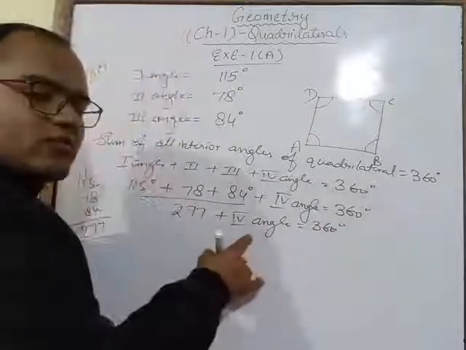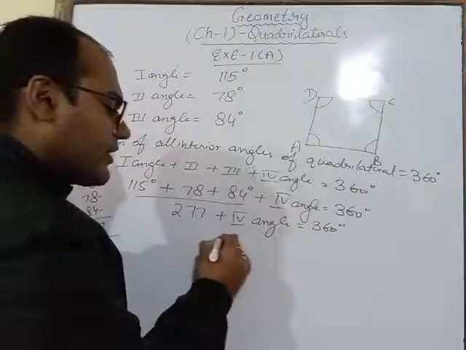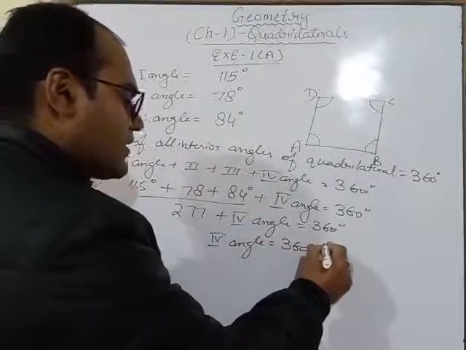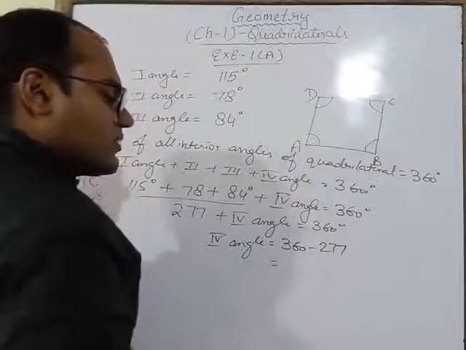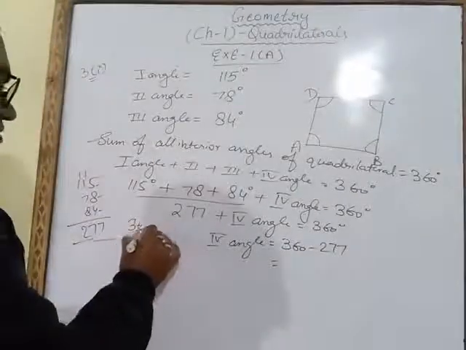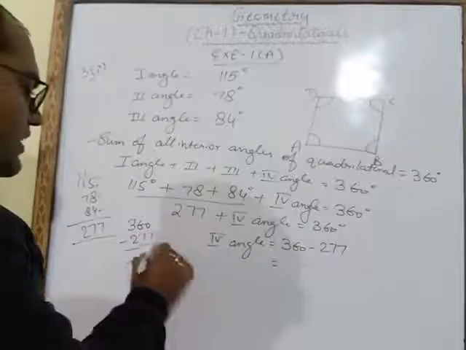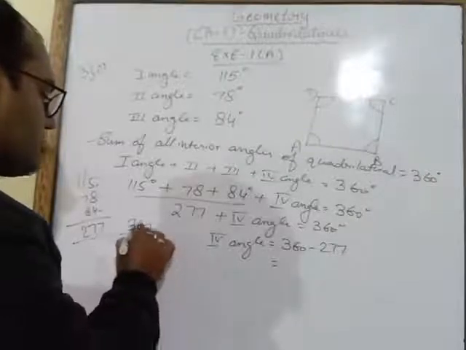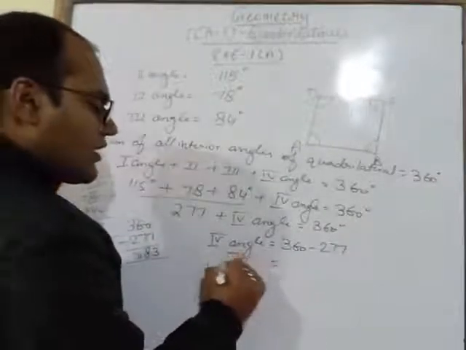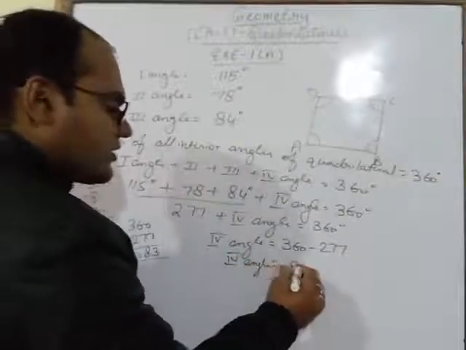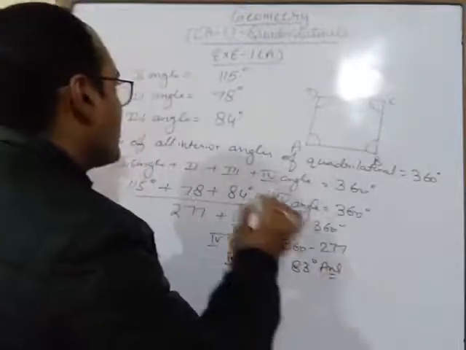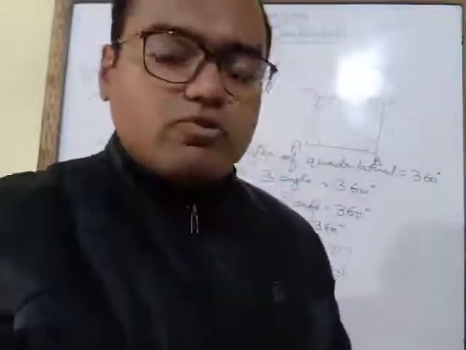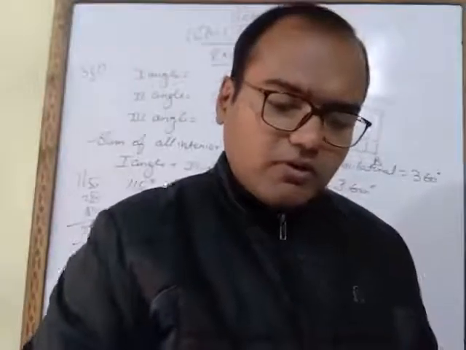Now in order to find this 4th angle, we bring this 277 to the right hand side. So the 4th angle will be 360 minus 277. On subtracting these two, 10 minus 7 is 3, 15 minus 7 is 8, 2 minus 2 is 0. So the 4th angle is 83 degrees. This is the final answer of question number 3, first part. In the same way you have to do question number 3, second part also.